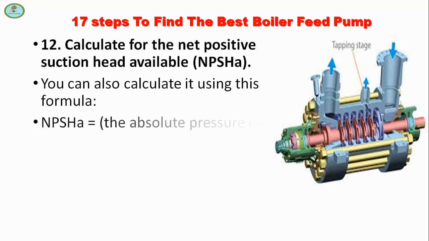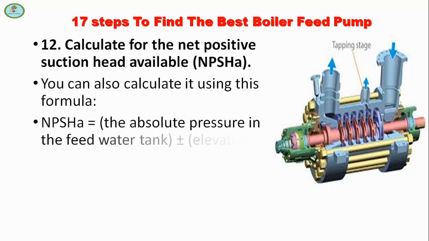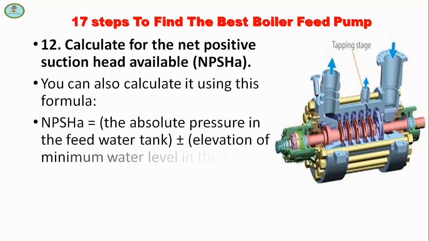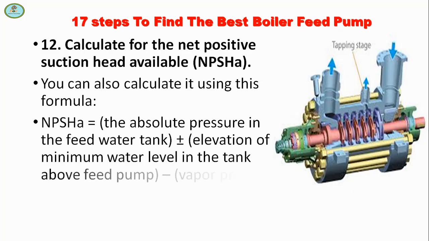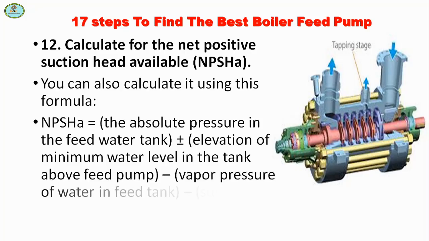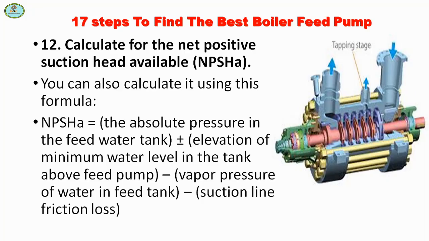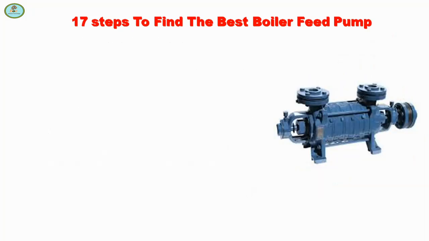NPSHA is equal to the absolute pressure in the feed water tank, plus the elevation of the minimum water level in the tank above the feed pump, minus the vapor pressure of water in the feed tank, minus the suction line friction loss.